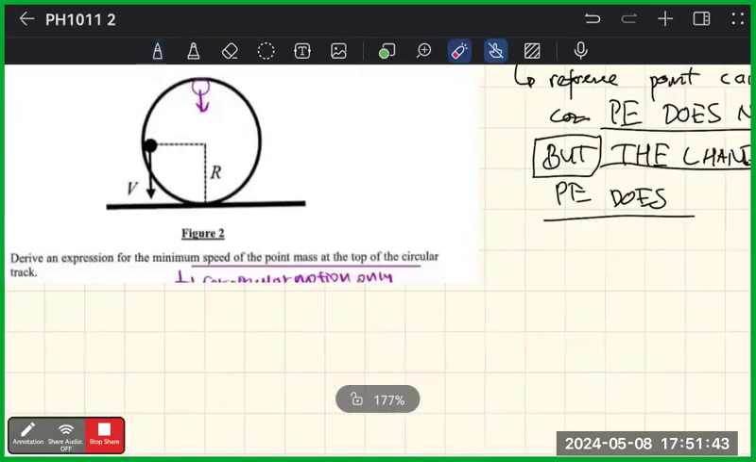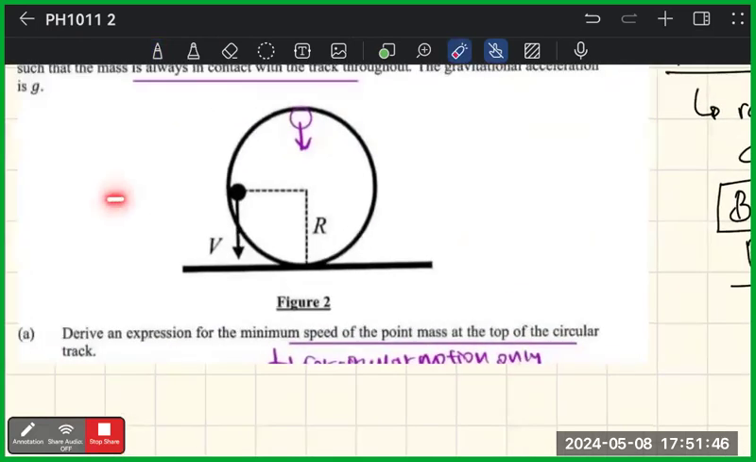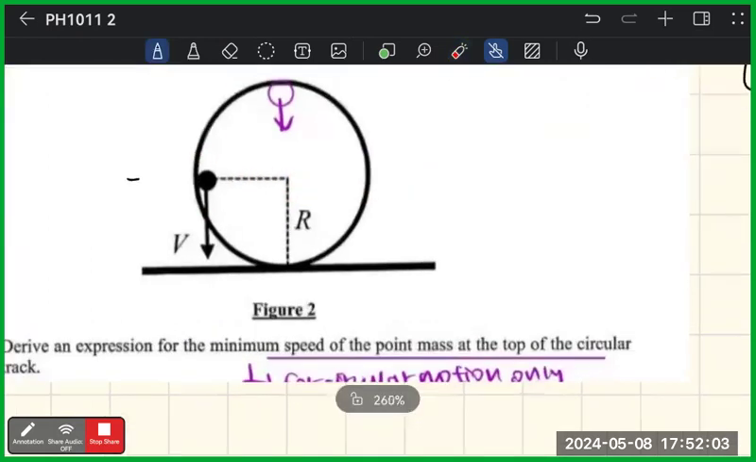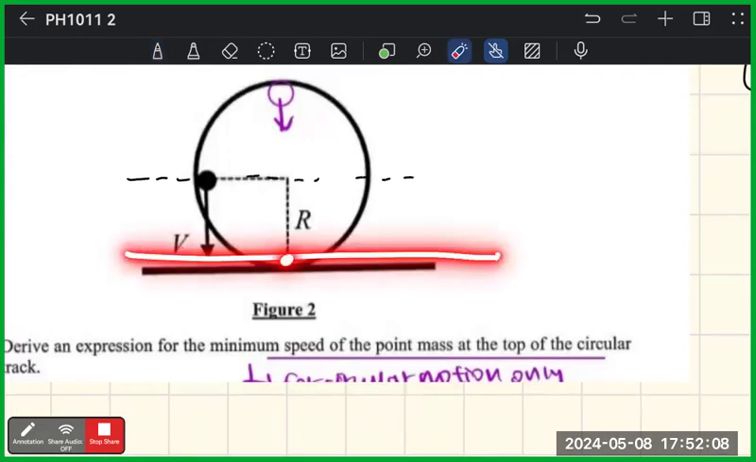So if your reference point is here, at the first time, initially it will have no height because it's exactly on the reference point. So you'll just say that the PE initially is 0. Okay, so let's just take this as the reference point. Why not, right? If you use this as a reference point, your potential energy is going to be mg times the height. From this point to this point, the height is r.